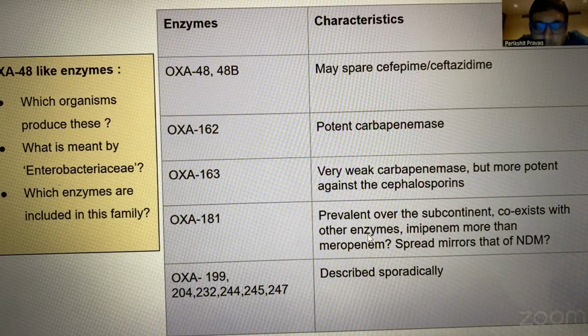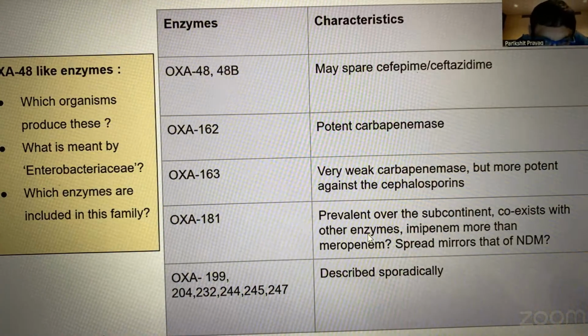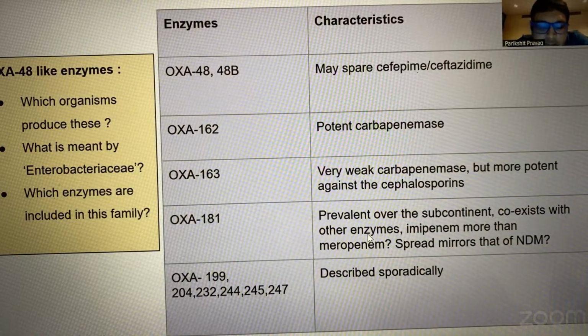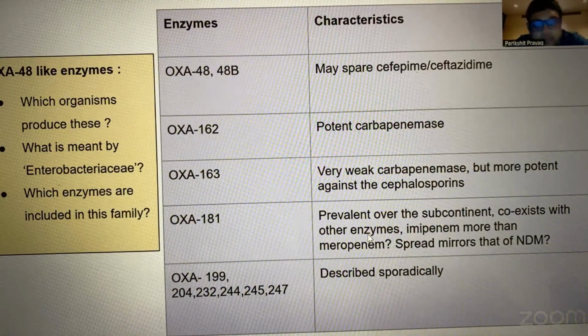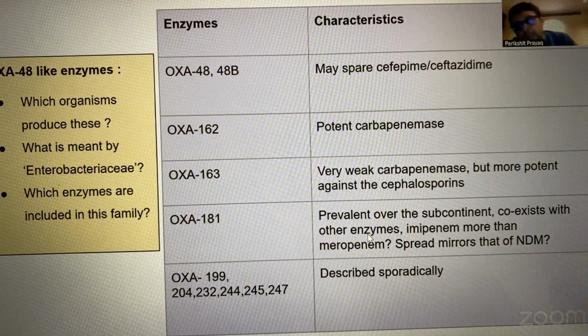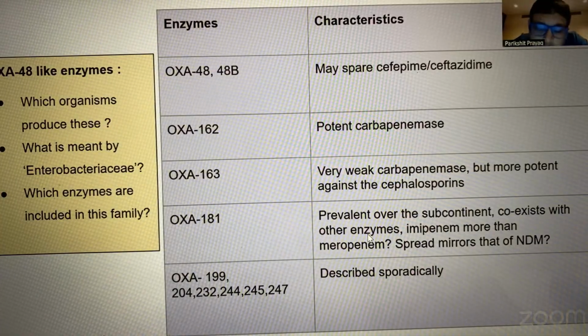So, if you see an E. coli, which is cephalosporin resistant, which is ertapenem resistant, and there is some discrepancy between meropenem and imipenem, that the MIC of one is a little disproportionately higher than the MIC of the other, which means that there is an enzyme which has affected imipenem more than meropenem. Then you could very well be thinking of OXA 181.